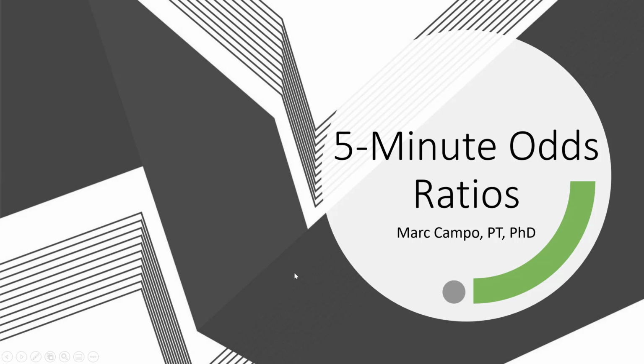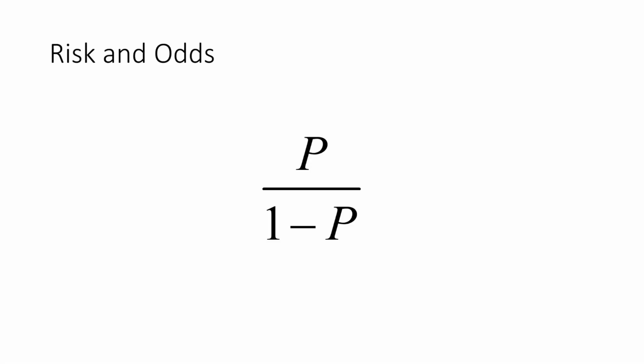5-minute odds ratios. Risk is the probability of an event occurring. Odds are the probability of an event occurring divided by the probability of an event not occurring.